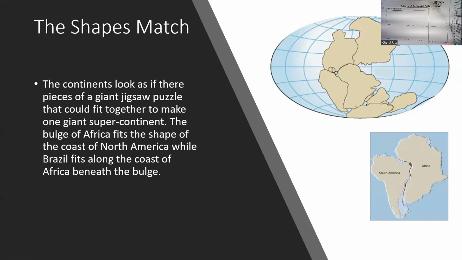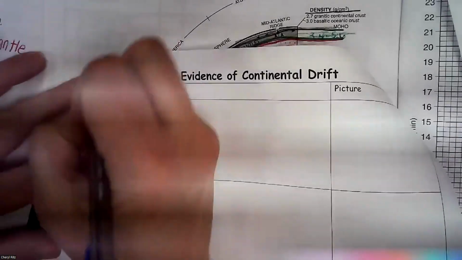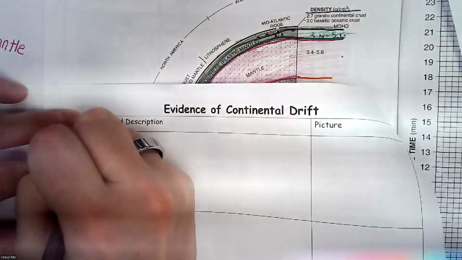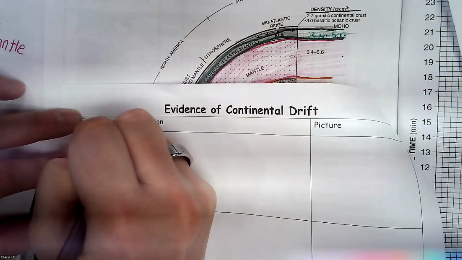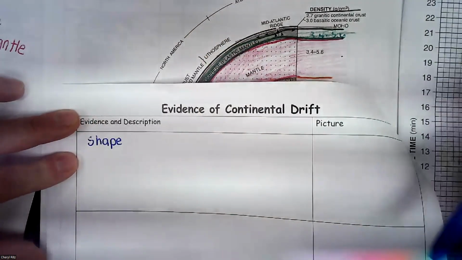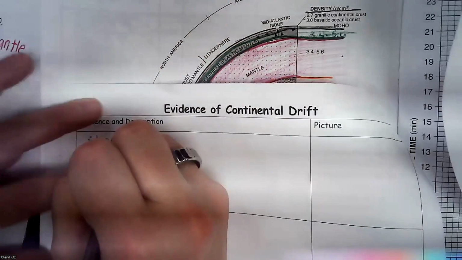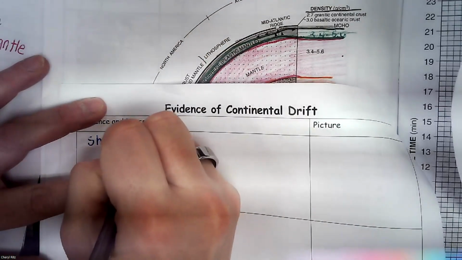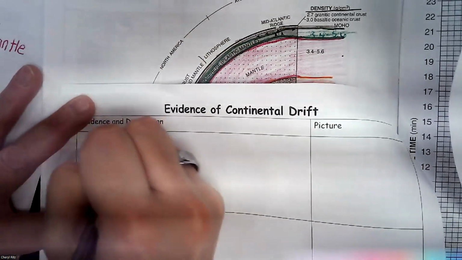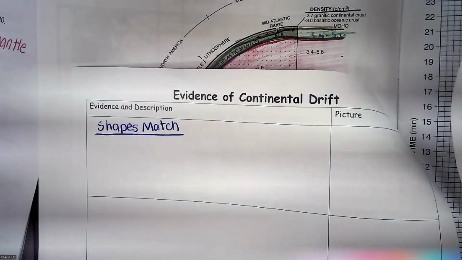So do you need all of that word for word in your notes? No. So let's go through and see what we should add to the notes here. The first thing I want you to do is title your box. You'll have the slide right next to you, so you won't have to remember, but the exact wording was shapes match. So that would be the title of this box.